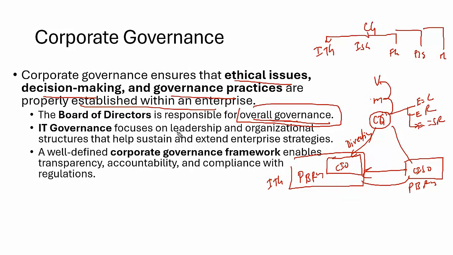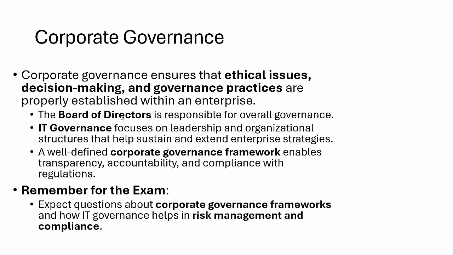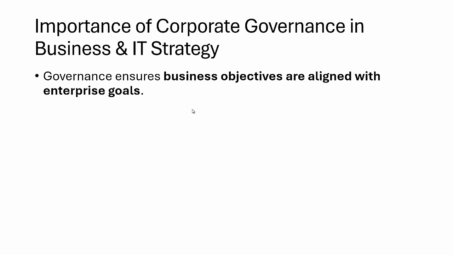IT governance focuses on leadership and organization structure to sustain and extend the enterprise strategies. That's how we say a good corporate governance framework is the one which enables transparency, accountability, and so on. So you can expect questions about the corporate governance framework, and how IT governance helps in risk management and compliance. Now, the importance of corporate governance in business. Without corporate governance, we can't implement IT governance and information security governance. The success of IT governance and information security governance is backed and supported by the board. Without the board, you can't implement anything.